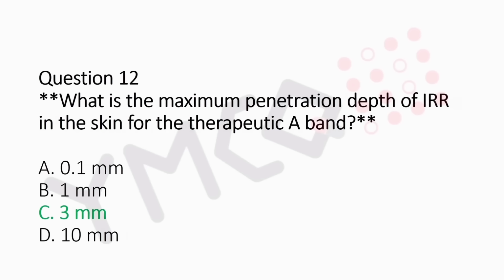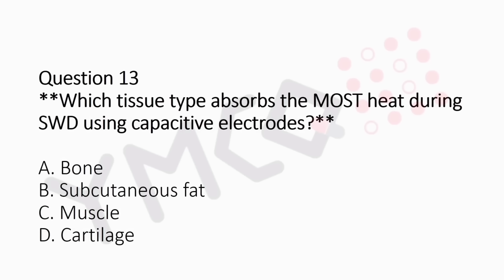Now let's move to question number 13. Which tissue type absorbs the most heat during SWD using capacitive electrode? Option A bone, option B subcutaneous fat, option C muscle, option D cartilage. And the answer is option B subcutaneous fat.